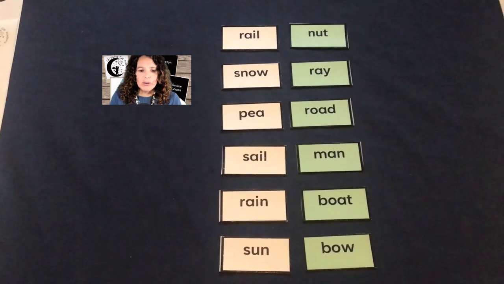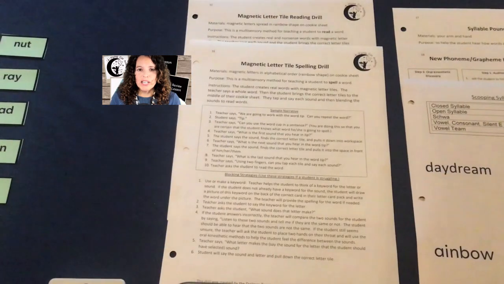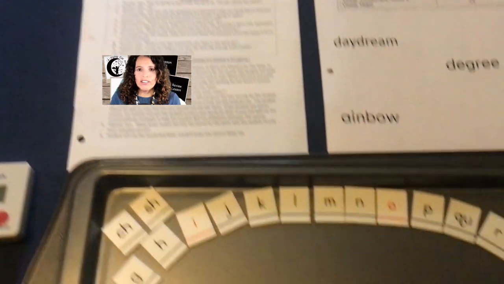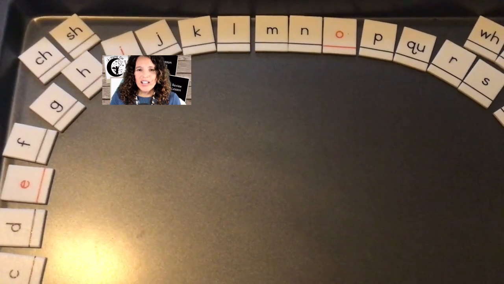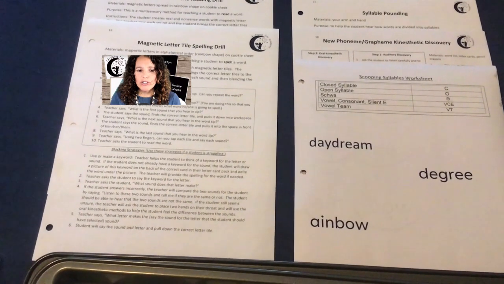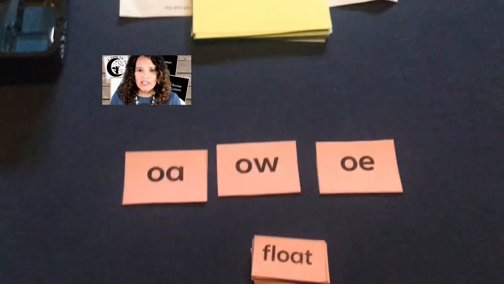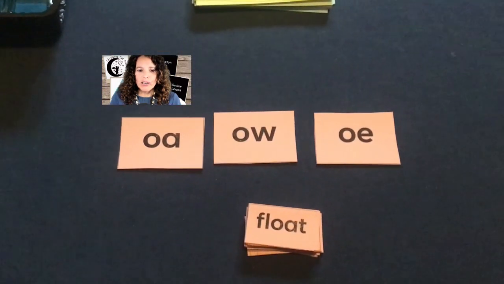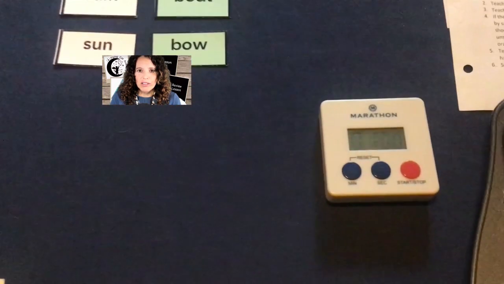And moving on, we'll have the sheets for the magnetic letter tile drill for reading and spelling. You'll need the teacher instruction sheets and the tiles spread in a rainbow shape for the student. You'll need the syllable pounding instruction sheet, the new phoneme grapheme kinesthetic discovery sheet, and the sheets for the lesson. In addition, we will be reviewing the different sounds for the vowel teams OA, OW, and OE, so you'll need to have those cut out. And you'll probably have a timer on the table by this point.